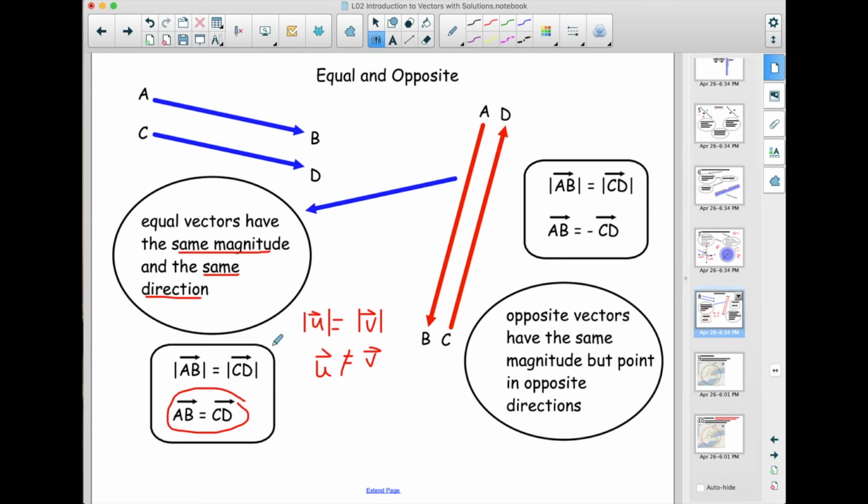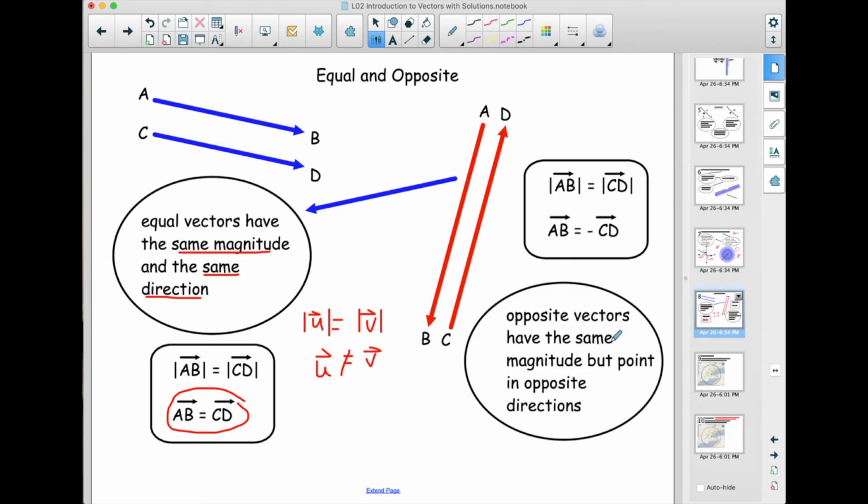So again, it's important, it bears repeating one more time. If we have vector AB equals vector CD, that says it all. That's enough to say that they have the same direction and the same magnitude, so it would be redundant to write that. If two vectors are equal to each other, they definitely have the same magnitude. If two vectors have the same magnitude, it doesn't mean that they are equal to each other.